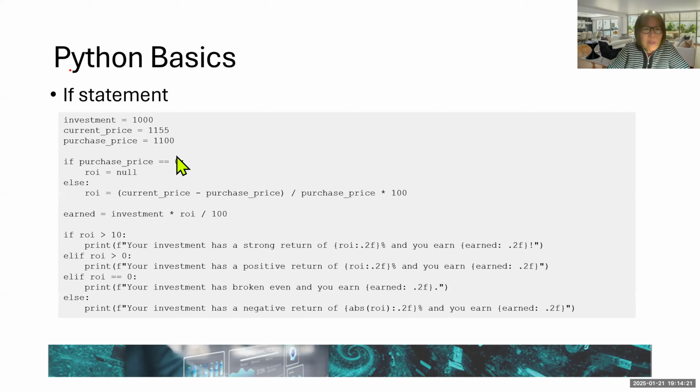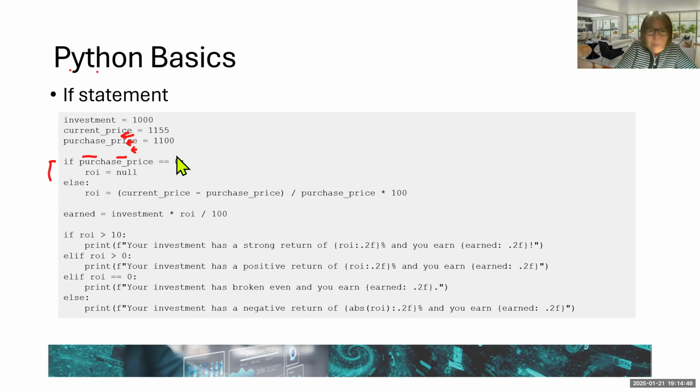Yeah, let's next take a look at this example. In this example, the first part is an assignment. You assign 1,000 to the variable investment. You assign 1155 to current price. Then you assign 1100 to purchase price. So all these three are assignment statements.